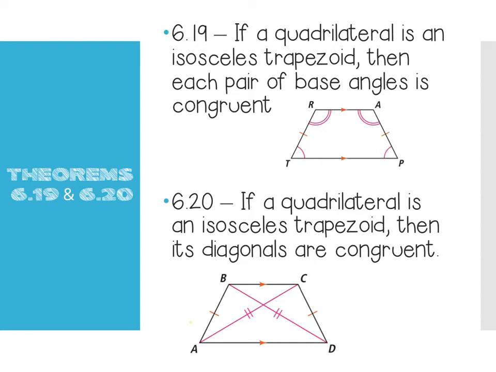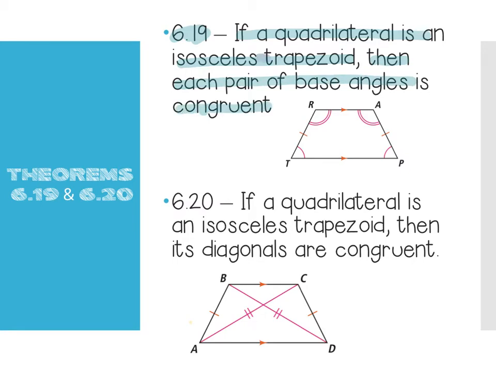There are two theorems attached to trapezoids, and again, the number of it is not important. Yes, it's called 6-19 because it's the 19th theorem in Chapter 6. That number is not important. However, what it says is that if a quadrilateral is an isosceles trapezoid, then each pair of base angles is congruent.